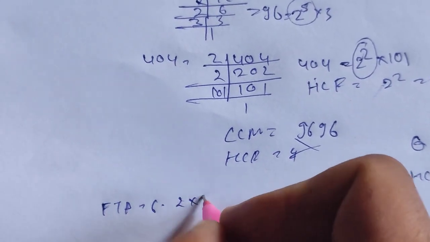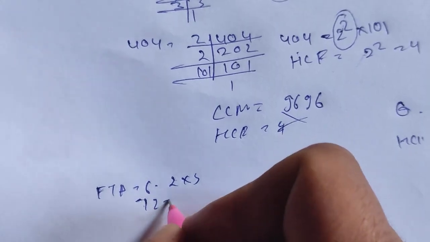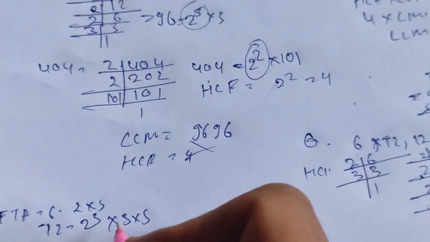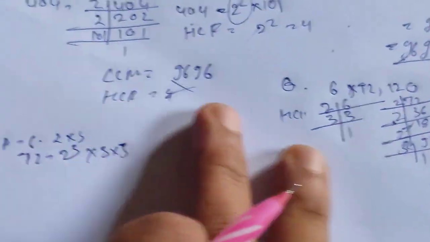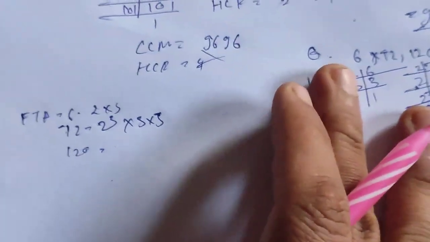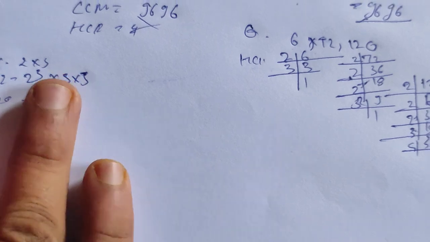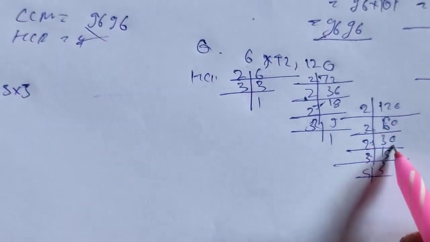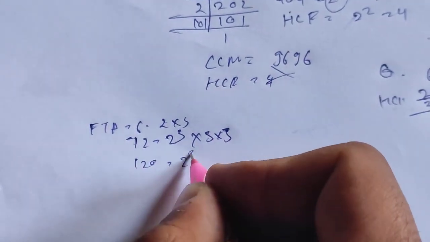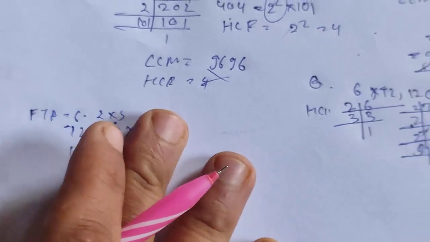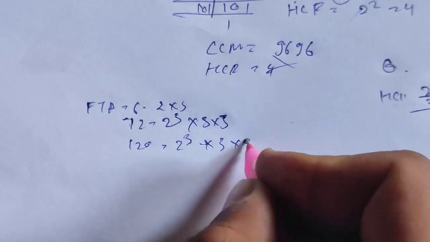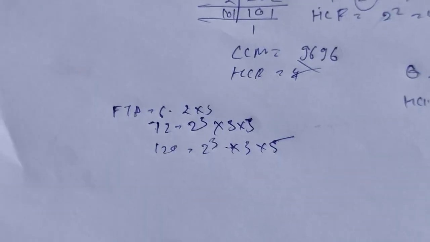For 6 it becomes 2 into 3. 72 becomes 2 cubed into 3 squared. And 120 becomes 2 cubed into 3 into 5. Let me check: 120 is 2 to 60, 2 to 30, 2 to 15, 3 to 5, and 5. Okay, so it becomes 2 cubed into 3 into 5. This is the overall factorization.